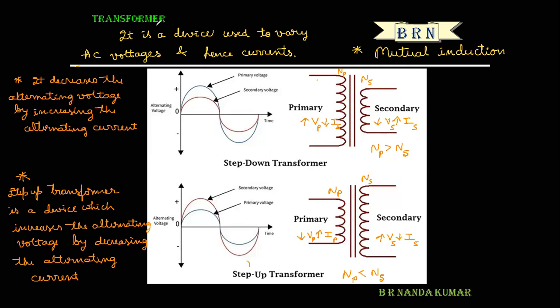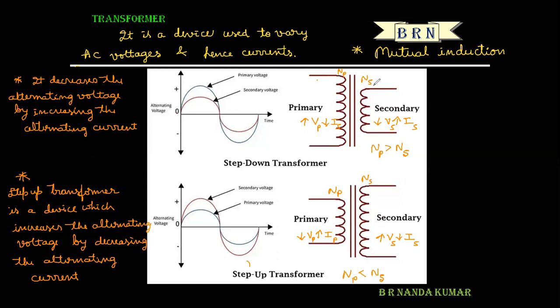So what is the meaning of transformer? Transformer is a device used to vary AC voltages and hence currents. So what is the principle behind the working of transformer? Mutual induction. What is the meaning of mutual induction? The phenomenon of EMF induced in the secondary coil, that is due to rate of change of current in the primary coil. That is mutual induction. The device which works on the principle of mutual induction, that is transformer.